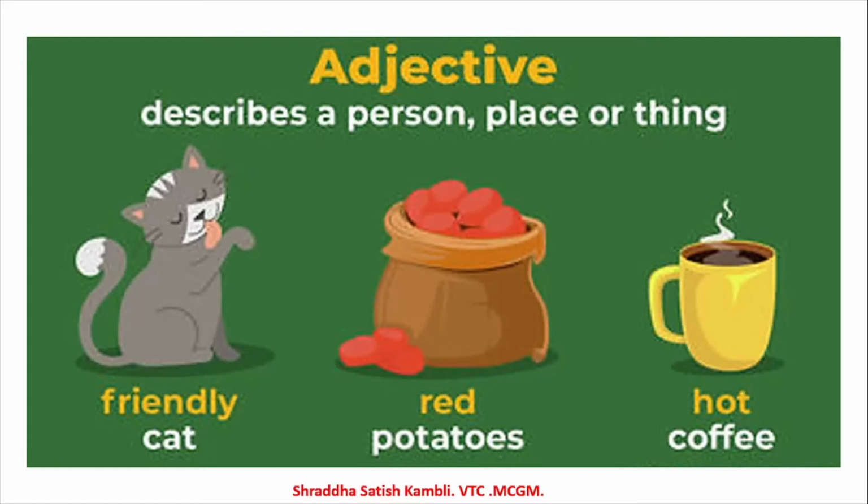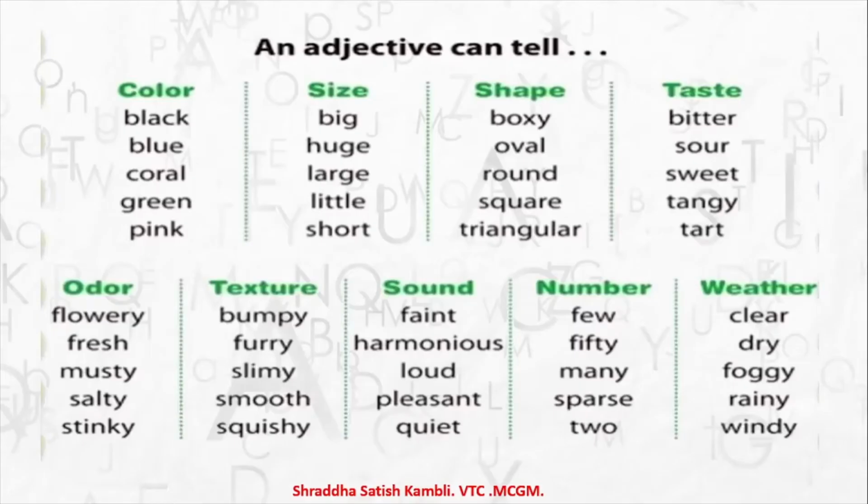So can you see all these words written in yellow? That is friendly, red, hot. All these words are what? They are adjectives. So an adjective describes a person, a place, or a thing. Now, an adjective can tell you so many things about a person, a place, or a thing. For example, the adjective can tell you more about the color of a person, place, or thing.